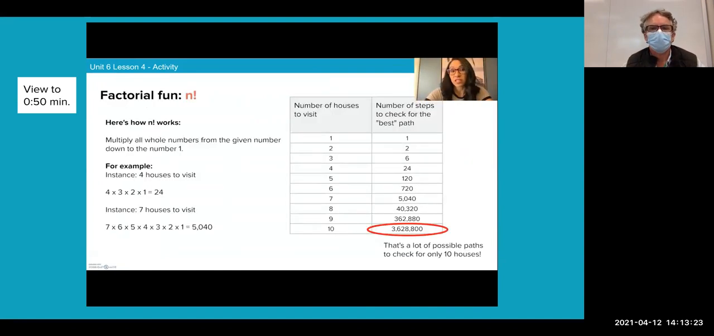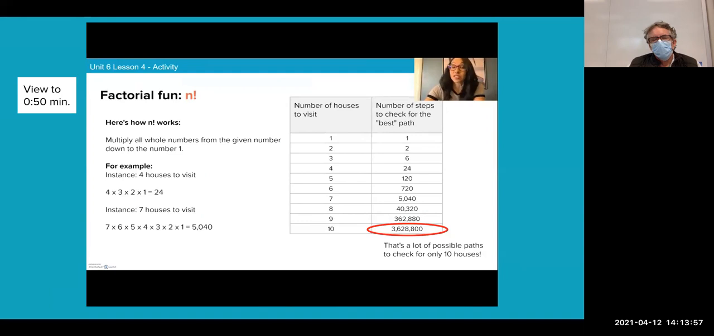The factorial function is written with the letter n followed by an exclamation point. Here's how factorial works. We multiply all whole numbers from the given number down to 1. So for example, if we have 3 houses to visit, it's 3 times 2 times 1. If there's 4 houses to visit, it's 4 times 3 times 2 times 1, which gives us 24. So that very first prompt that you answered, if you found 24 different paths to take, you're spot on.